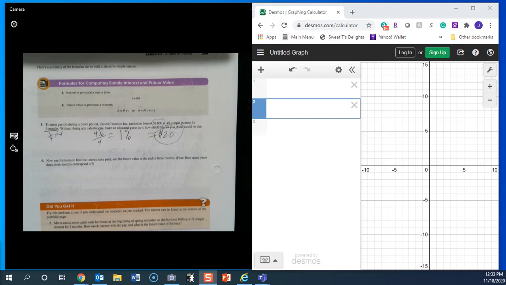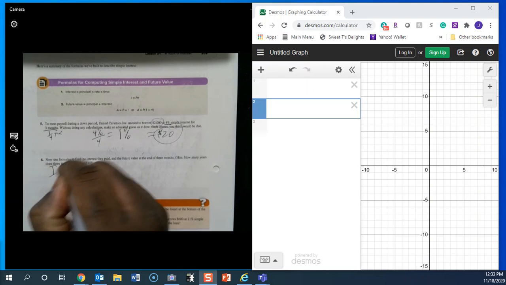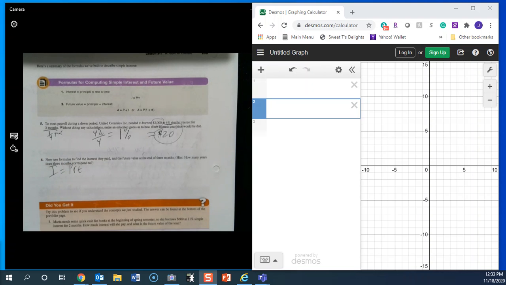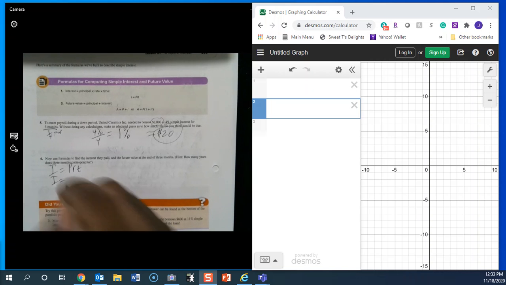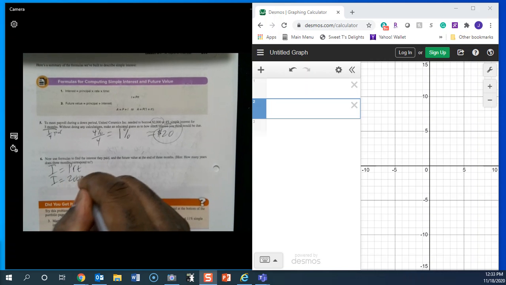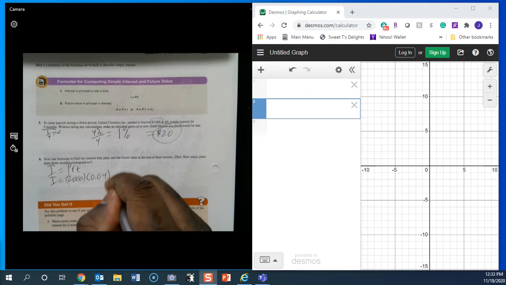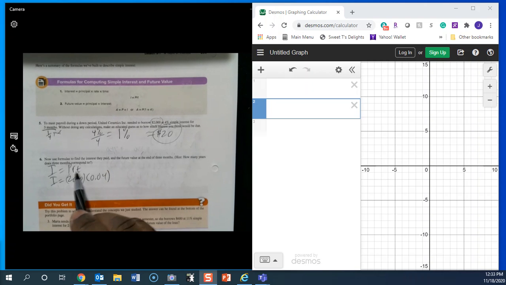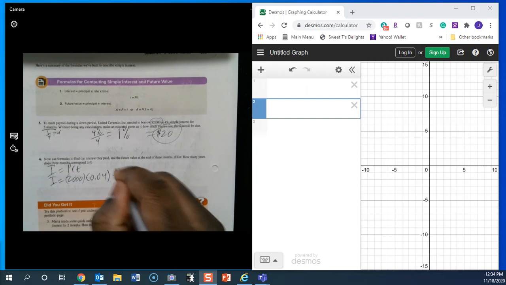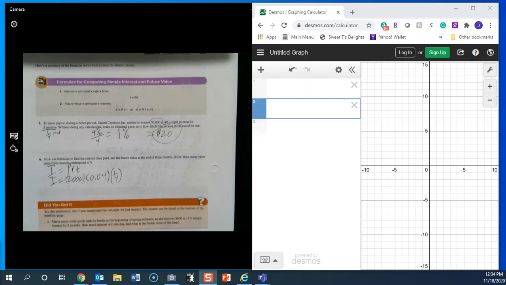Now, it says use formulas to find the interest they paid and the future value at the end of 3 months. Okay, so we're going to do interest is equal to principal times rate times time. So interest is equal to the principal, which would be 2,000. The rate is 0.04. And the time, remember time is done in years, so it'll be 1/4 of a year, or you could do 0.25.